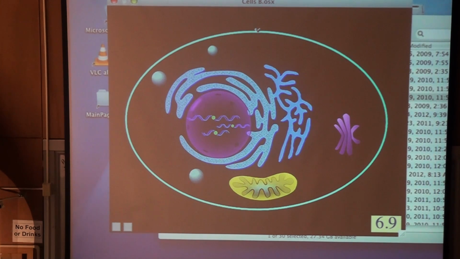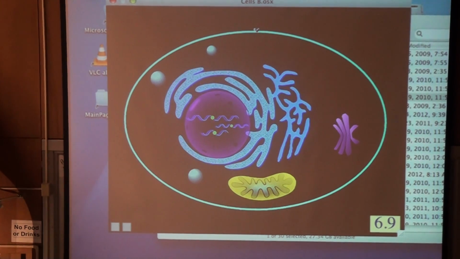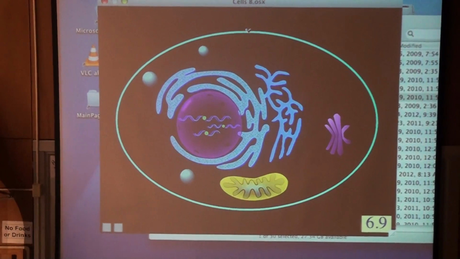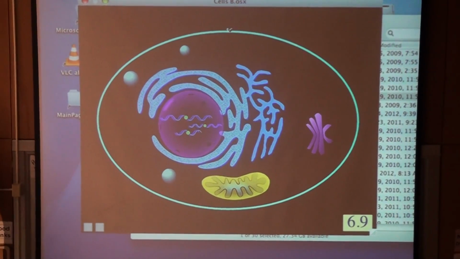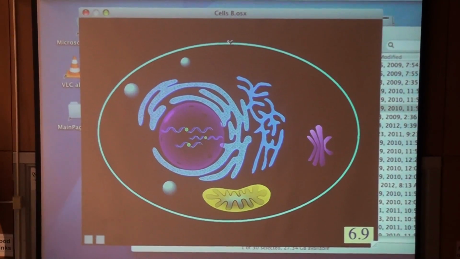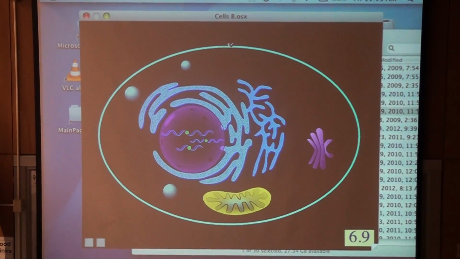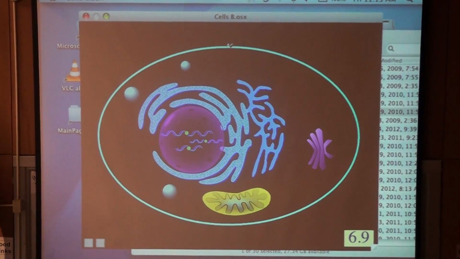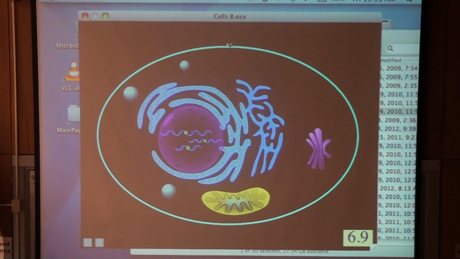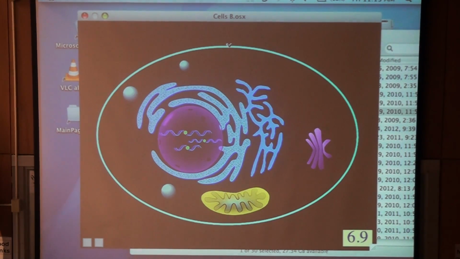At the beginning of this chapter on cells, I told you that there are two different types of cells on Earth. There are prokaryotic cells and eukaryotic cells. And what was the defining difference between the two? Anybody recall? The eukaryotic were single cell? No.